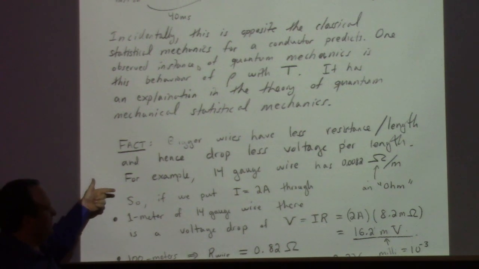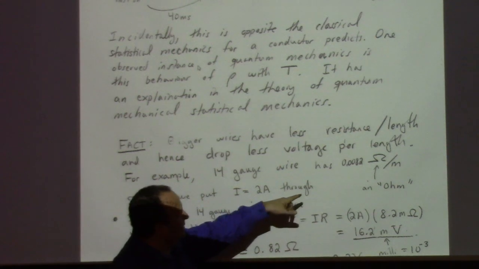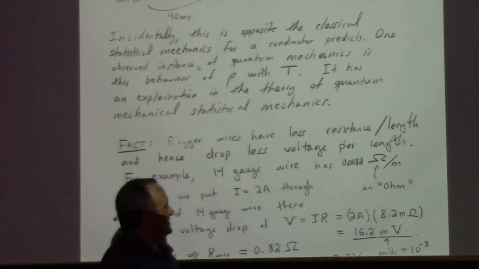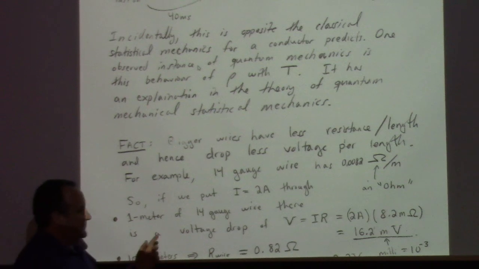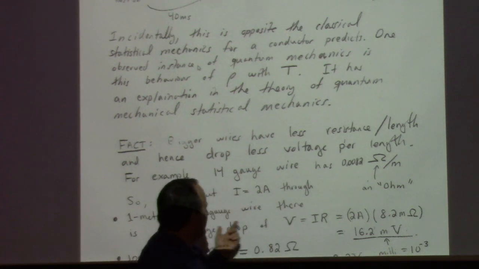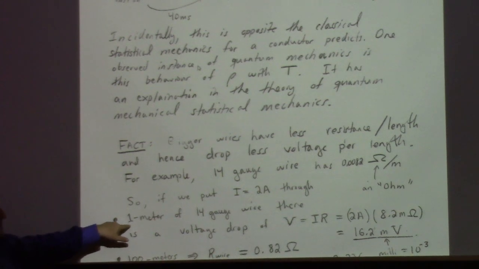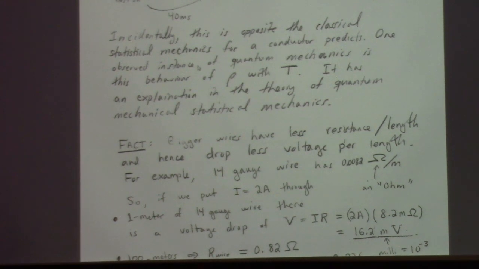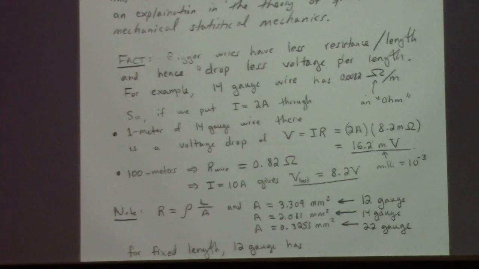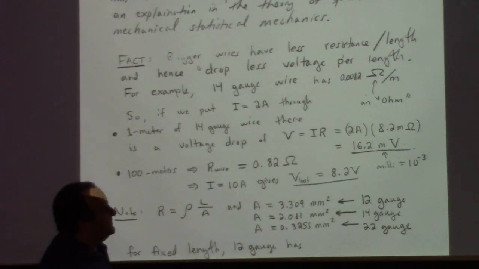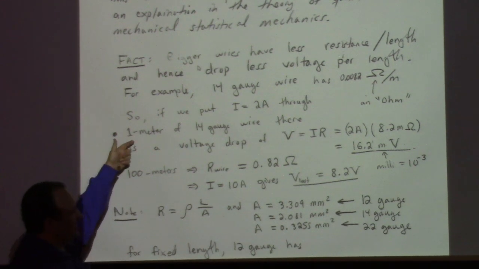But anyway, so for example, 14 gauge wire has 0.0082 ohms per meter. It works out. And so if you were to put 2 amps through a 14 gauge wire, 1 meter long, you lose 16.2 millivolts. You're like, whatever, that's not much. True. If you have 100 meters and you put 10 amps, you lose 8.2 volts. Now we're starting to feel it, right, with a 14 gauge wire.